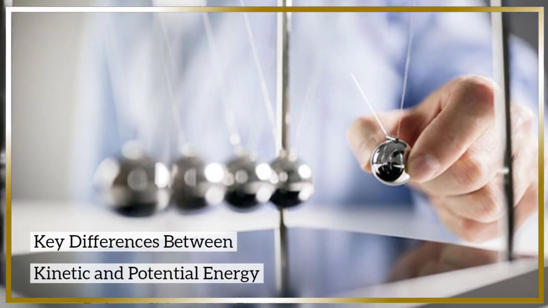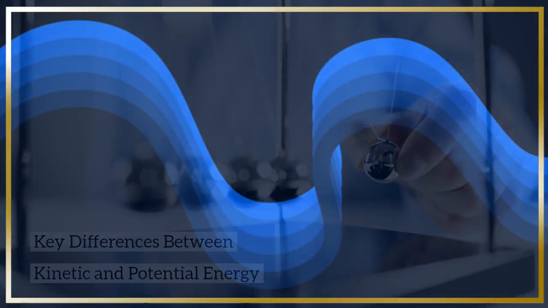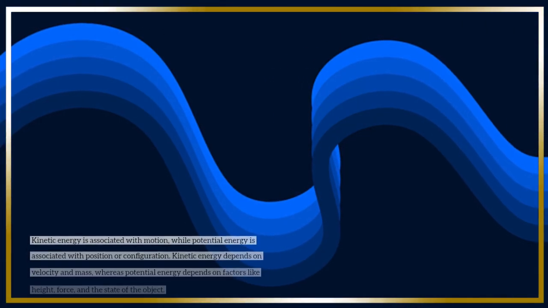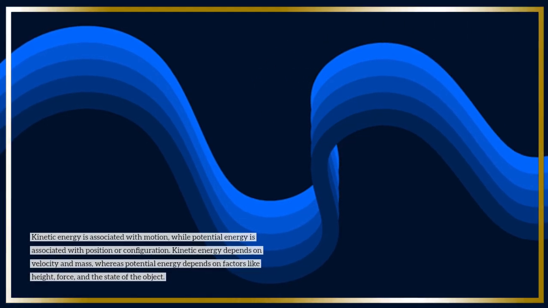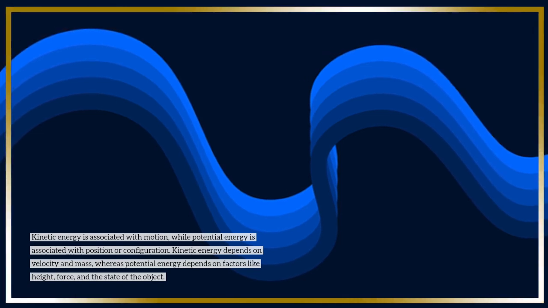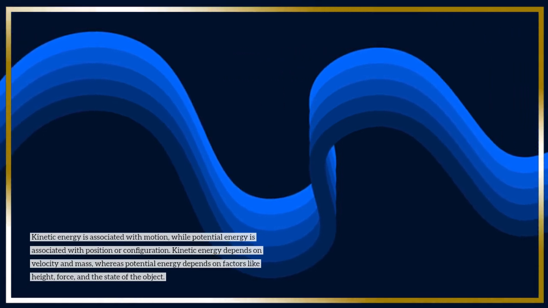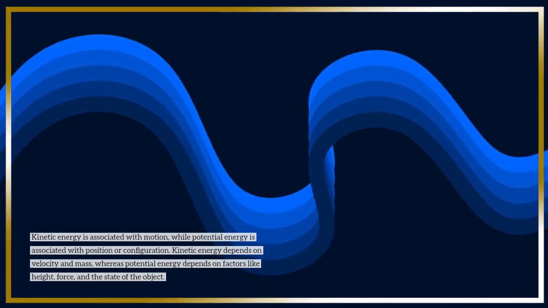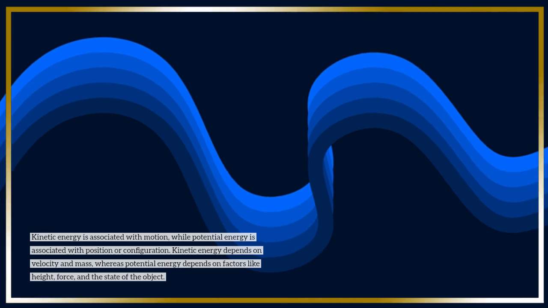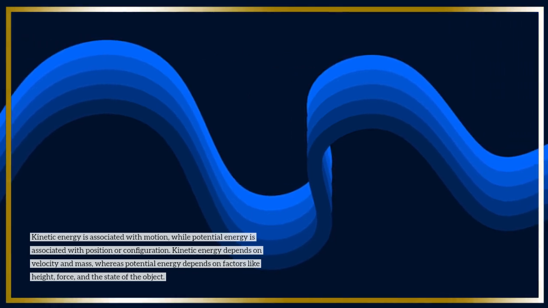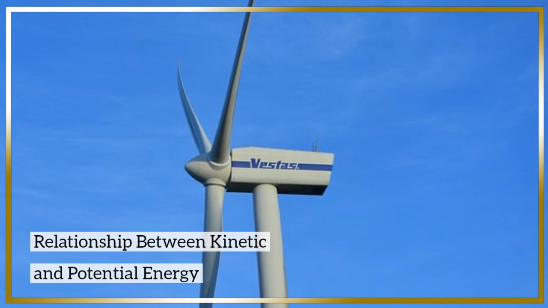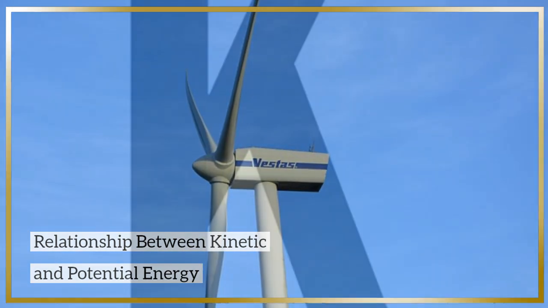Key differences between kinetic and potential energy. Kinetic energy is associated with motion, while potential energy is associated with position or configuration. Kinetic energy depends on velocity and mass, whereas potential energy depends on factors like height, force, and the state of the object.